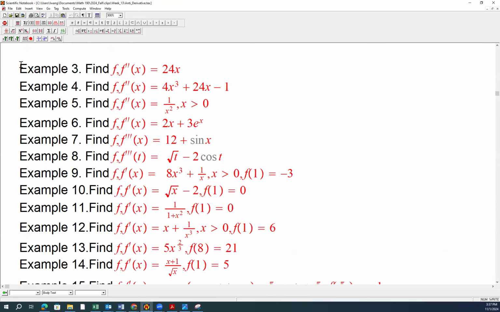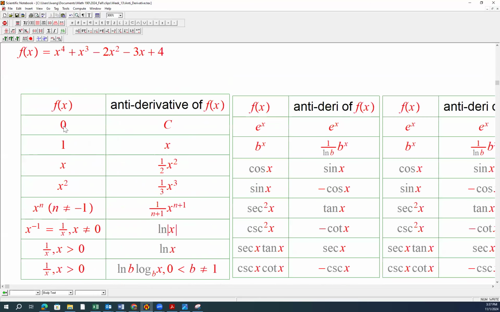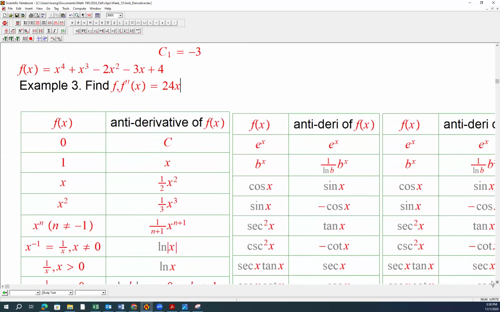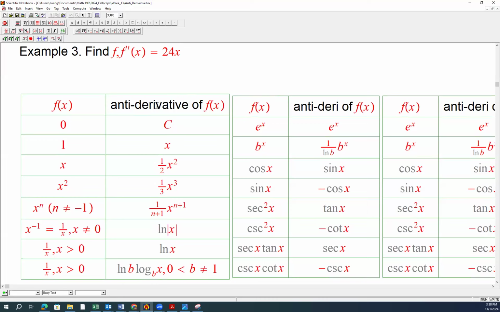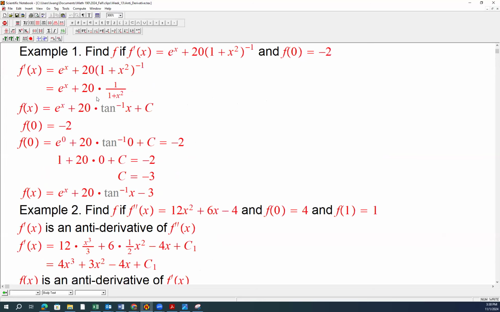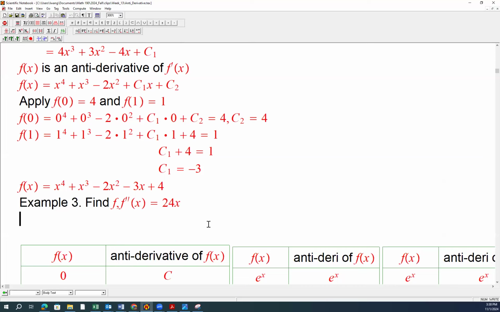All right. Number 3. Okay, example number 3, we were not given any additional condition. That's fine. We can still find f prime and f. Okay, so it's still the same relationship, so we're not going to repeat this time, right? F prime is the antiderivative of f double prime. F is an antiderivative of f prime.